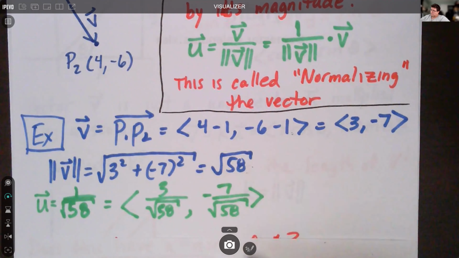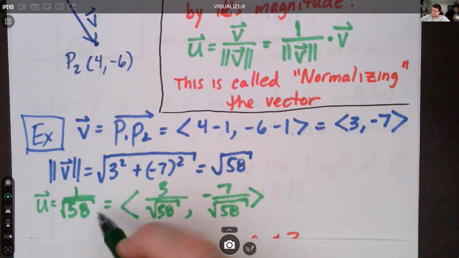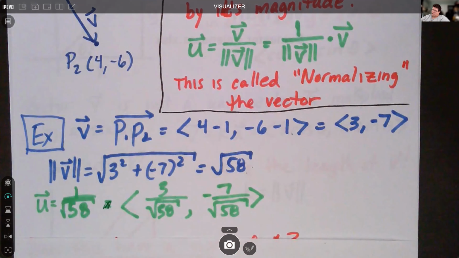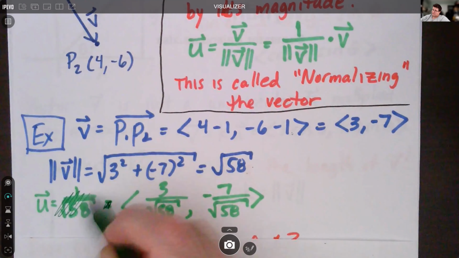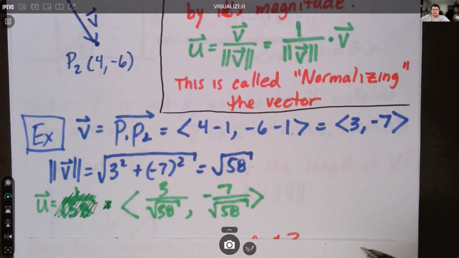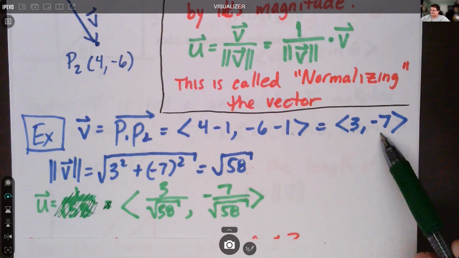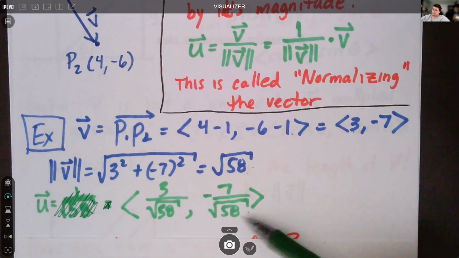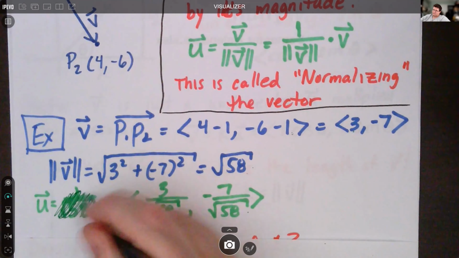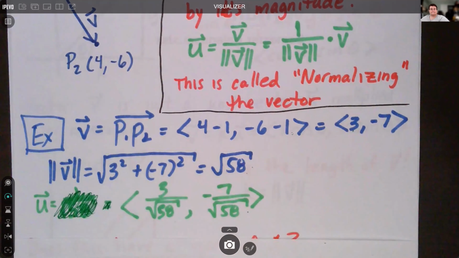So we're going to, I don't know why I have an equal sign there. We're applying 1 over root 58 times the 3. This looks funny. So 3 divided by root 58, -7 divided by root 58. That doesn't belong. That was a miswrite.